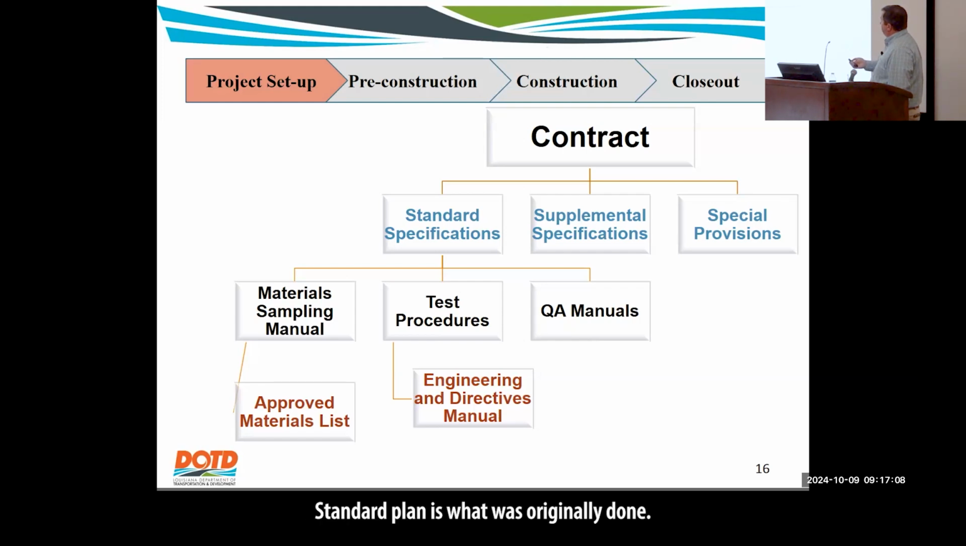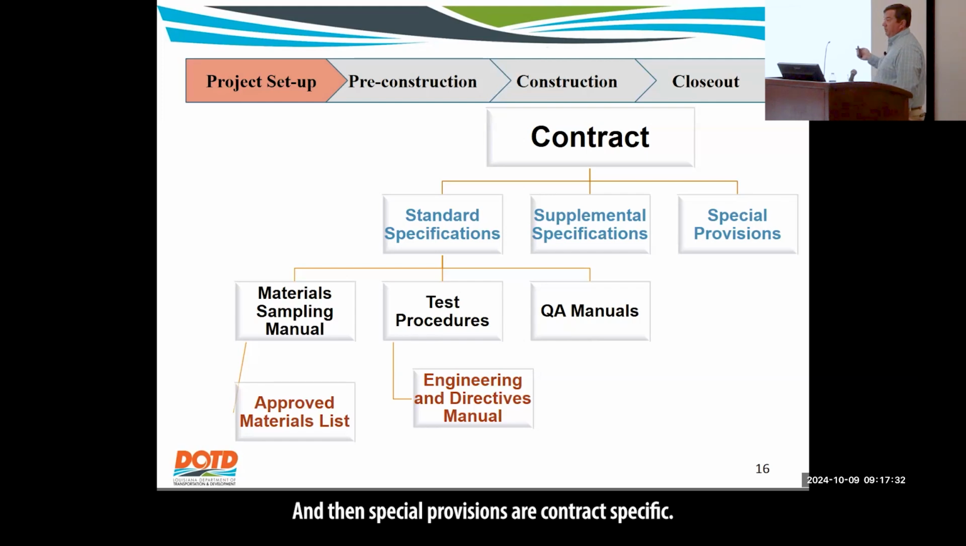Again, standard plan is what was originally done. We talk about the purple book. Most of your projects at this point should be purple book projects. The modifications that have been made since the purple book came out, because it was 2016, are your supplemental specs. So it changes some of the things from standard specs. So make sure you're aware of those.